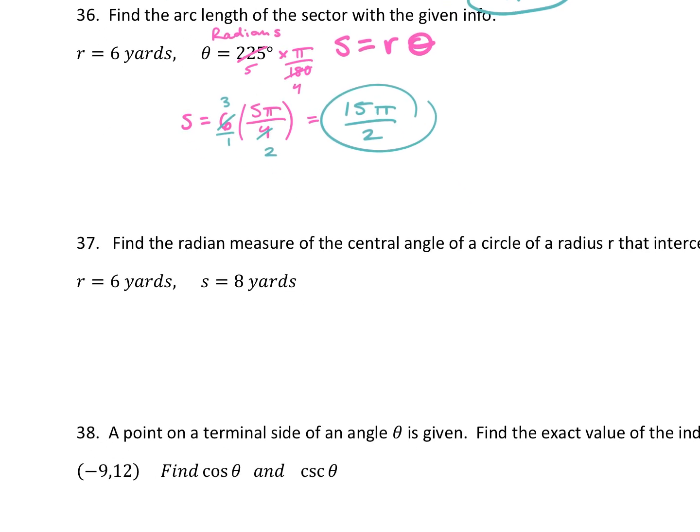For 37, it gives us S and R. So S is equal to R times theta. It's asking us to find theta. So we would do 8 is equal to 6 times theta. Divide by 6. Theta is equal to 8 over 6, which would simplify to 4 over 3.